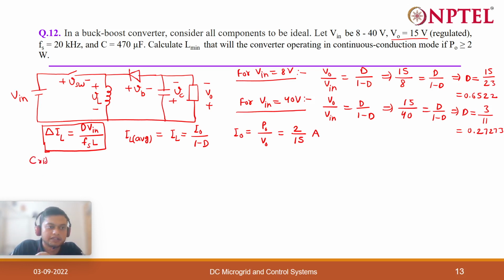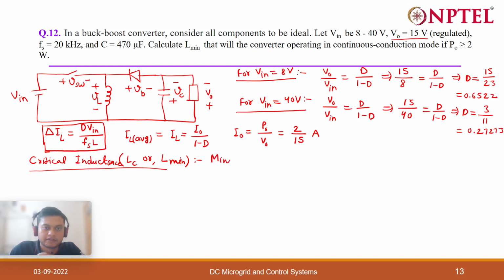You can also call it critical inductance, so that our converter operates in continuous conduction mode. So LC or L minimum, critical inductance, is the minimum value of inductor for which inductor current is just continuous.